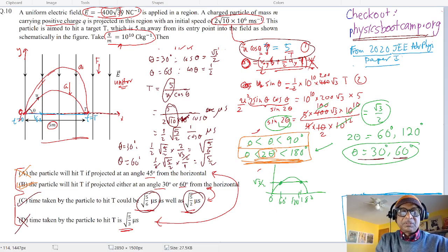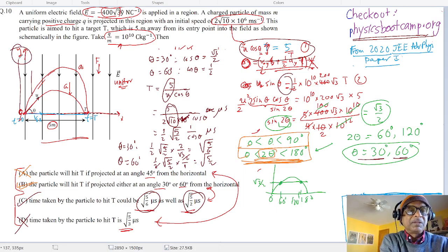Okay, so this was a pretty straightforward problem once you recognize it's nothing but a regular projectile motion problem, and you just have to make sure that your signs are correct, because if you put y going up and x this way, then these are all negative, the acceleration is negative.